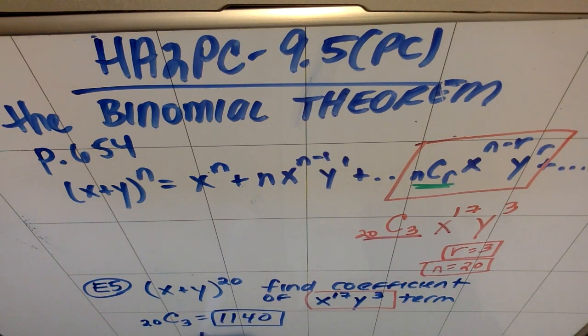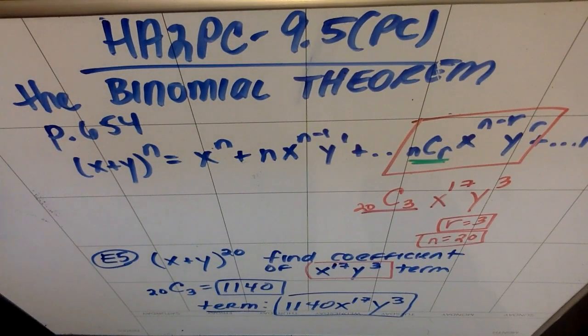So if you wanted to see that whole term, that entire term would be 1140 x to the 17th y to the 3rd. So again, what the binomial theorem lets us do is pick a particular row in Pascal's triangle, or pick a particular term in that row, which is useful because I didn't want to make 20 rows of Pascal's triangle. That's not a good use of anybody's time.